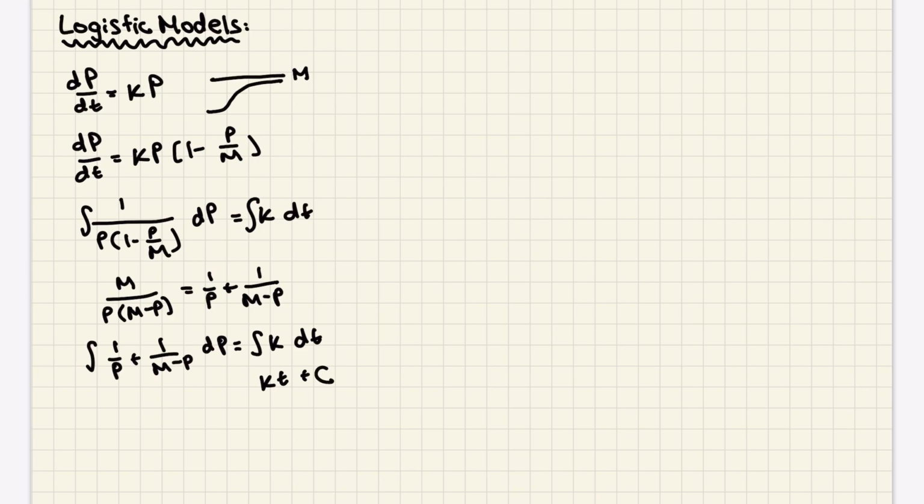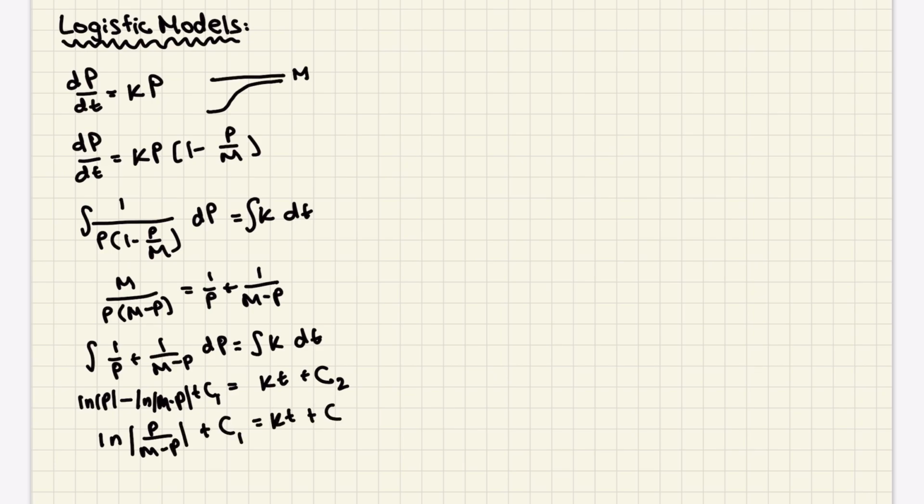This side is easy. It's just going to be kt, and then that plus C. We're going to say it's C2 on this side and C1 on this side. And how would we take the integral of this? Well, we just split into two and take the integral of each part. It's ln of P, and then it's actually going to be minus here because of this negative in front of the P. Using the anti-chain rule, this becomes minus ln of (M minus P). And using properties of logarithms, this just becomes ln of P over (M minus P).